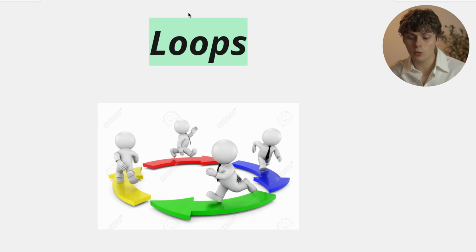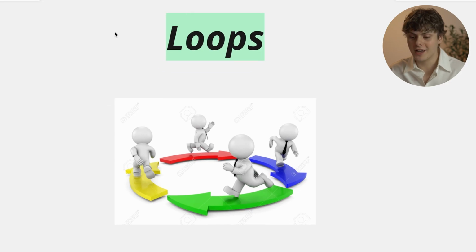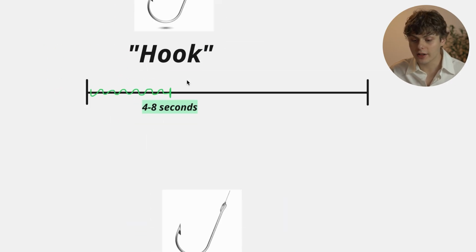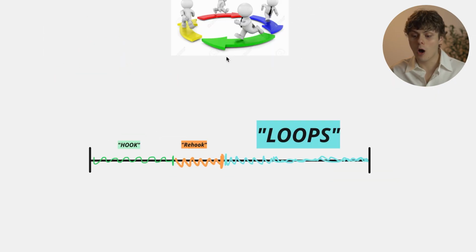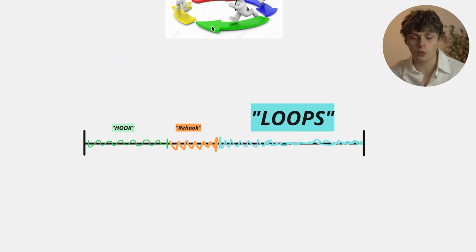And that actually brings us into step number 3, loops. The last thing that will complete your perfect golden hook is opening loops. First you got their attention, then you spike their curiosity. Now here is where you make it worth it for them to watch the rest of the video.